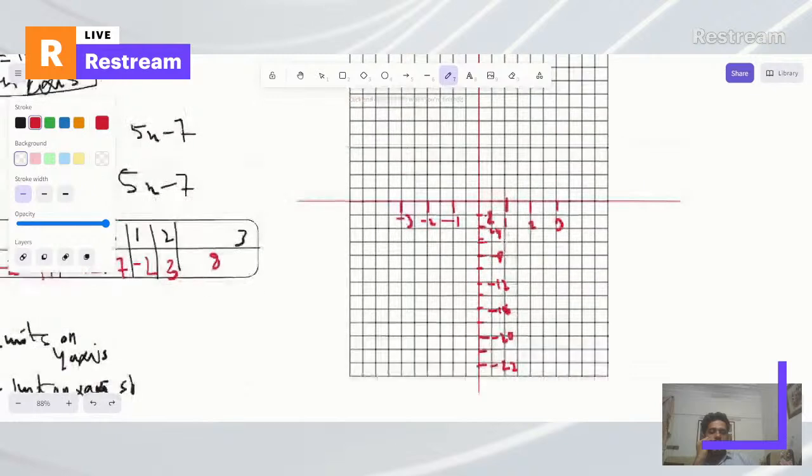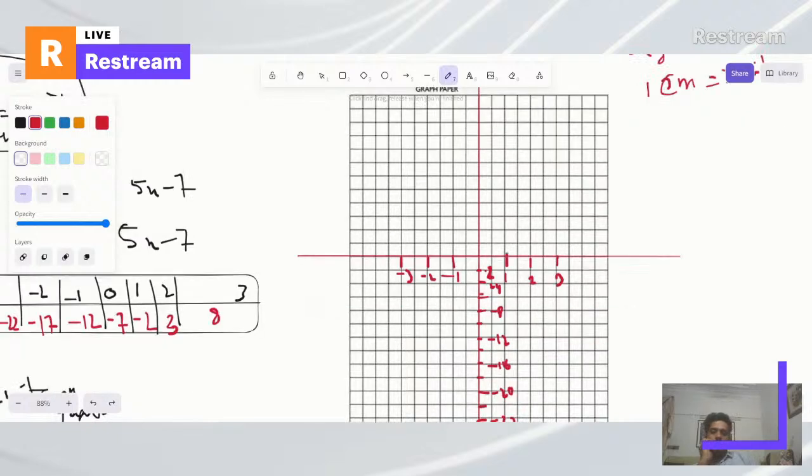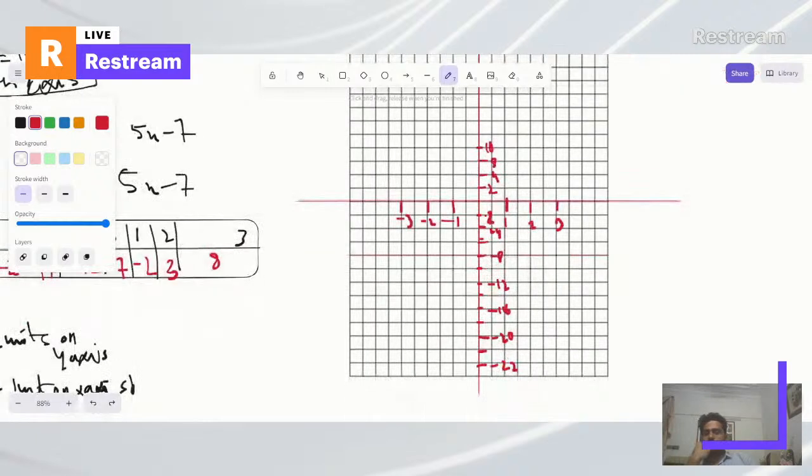So the scale is going to be, I'm taking two units on 1 centimeter. On the y-axis, I'm taking 1 centimeter equals 2 units. And then on the x-axis, I'm going to use the same. So it's going to be 2, 4, and then 8, and maybe 10. I don't need any value above 8, so that's fine.